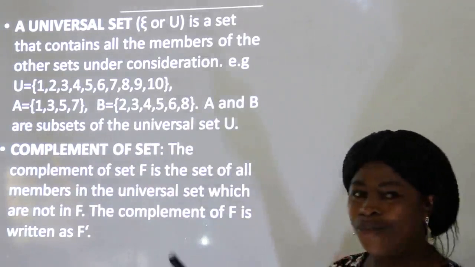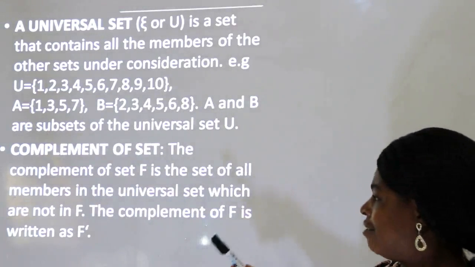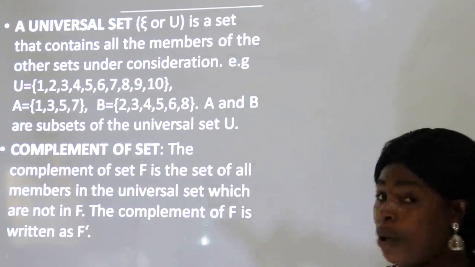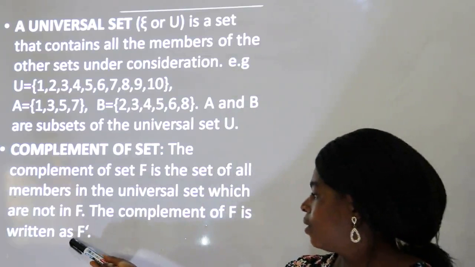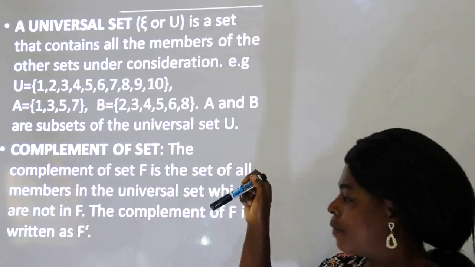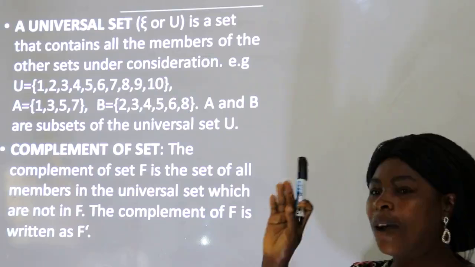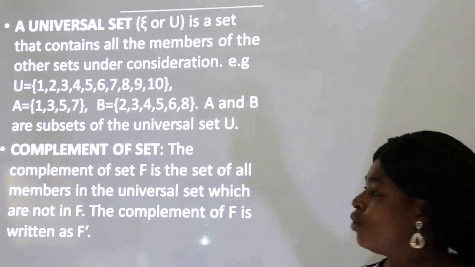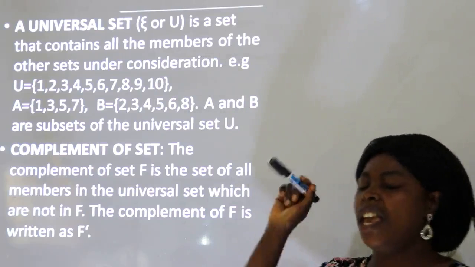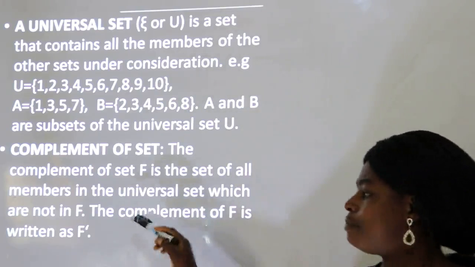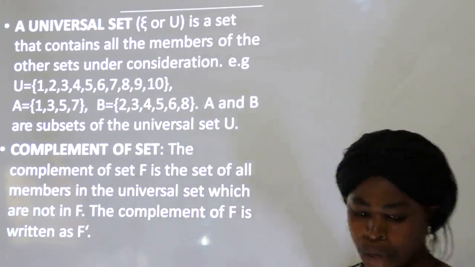And we have a symbol for that, which is F prime. Or they can write it F^C, that is, raised to power C. So that is the symbol. So if you see A prime, it means A complement. If you see F prime, it means F complement.